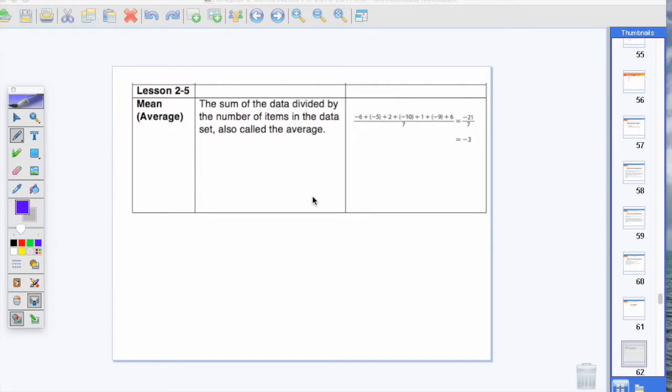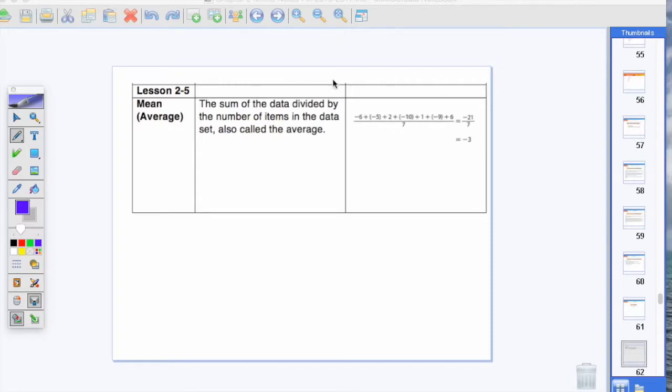So the next lesson that we are doing is lesson 2.5, which is dividing integers, and there's one vocabulary word to go along with it, which is mean or average. That is the sum of the data divided by the number of items in the data set, also called the average. So you would take all the numbers in your data set, add them up, divide by 7. So the numerator is negative 21 divided by 7 to give you a negative 3.